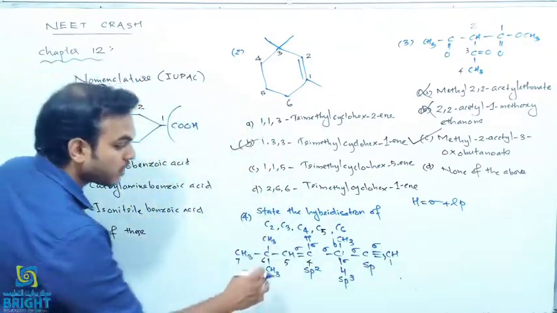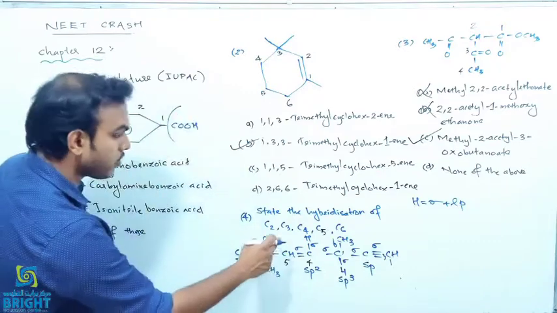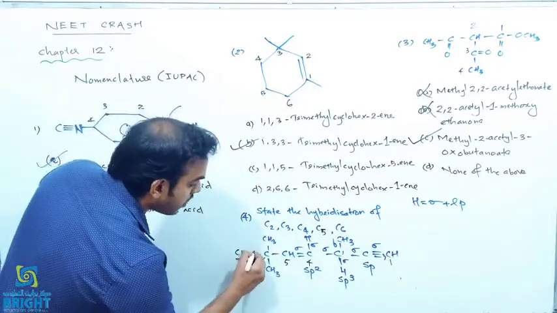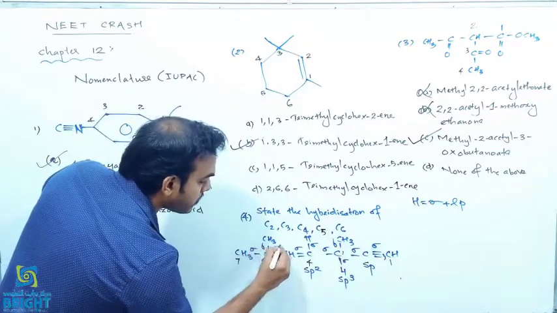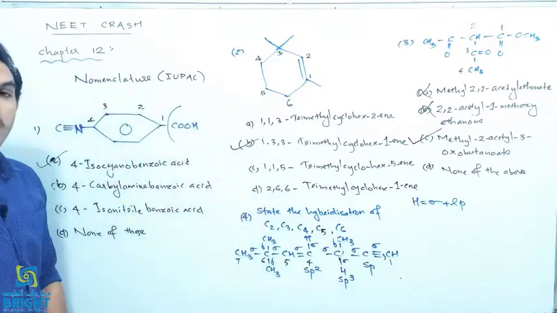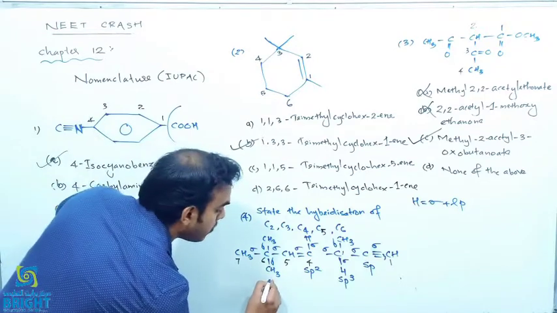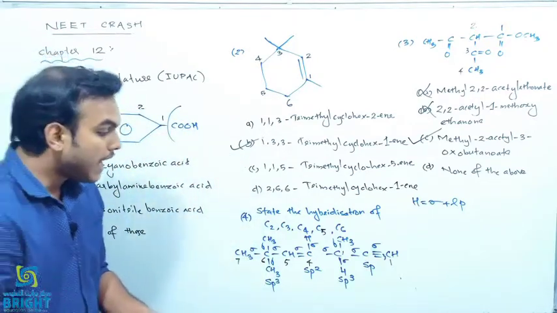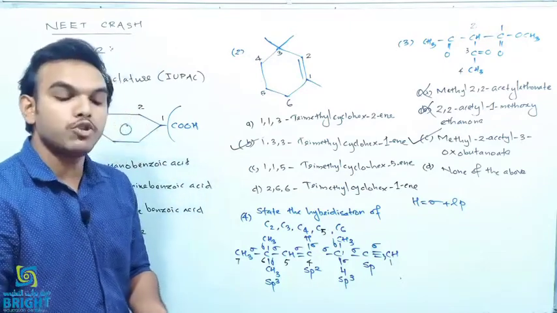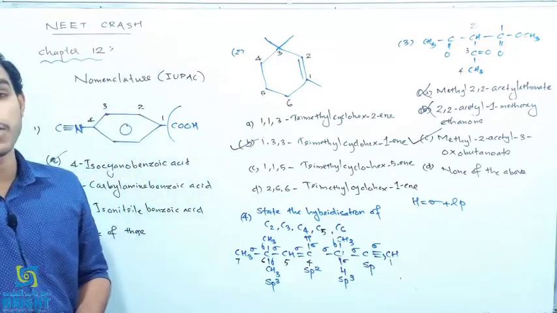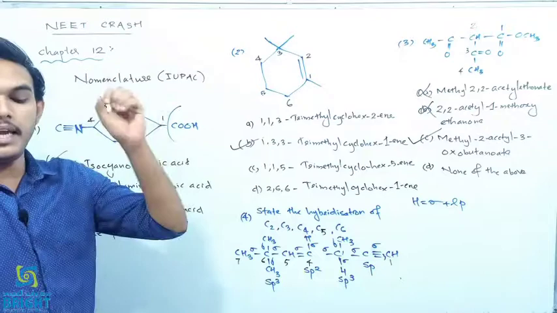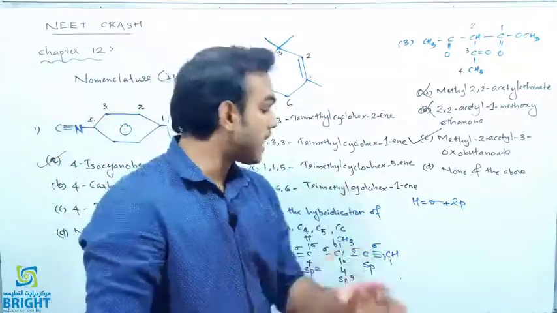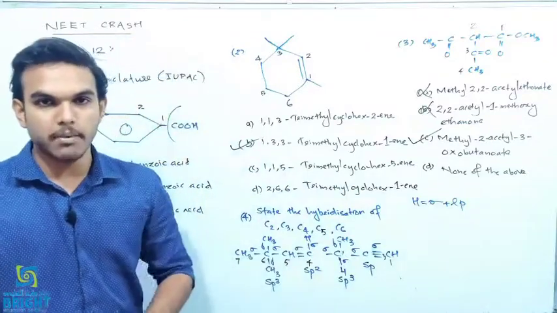Now let us look at the fifth carbon. Sorry, which carbon are you asking? The sixth carbon. So the sixth carbon is here. This is a sigma bond, this is a sigma bond, this is a sigma bond, and this is a sigma bond. There are 4 sigma bonds, therefore it will be sp3 hybridization. So now you got sp, sp3, sp2, sp3. This will be the hybridization, and it is the answer to this question.